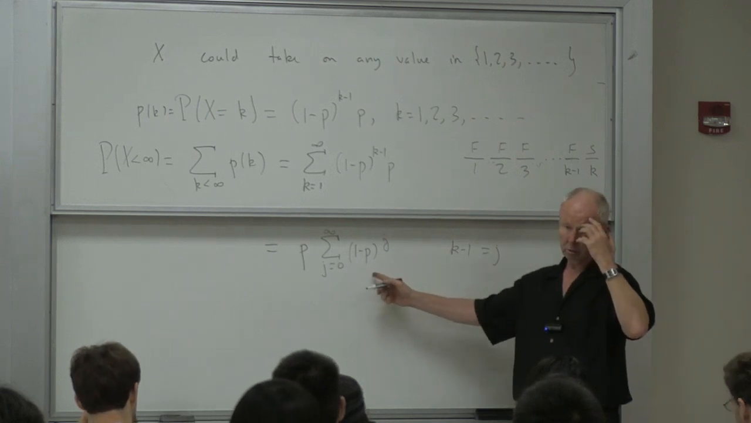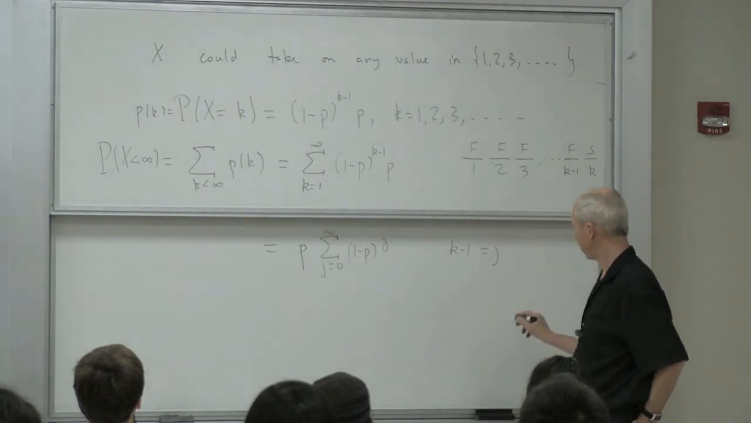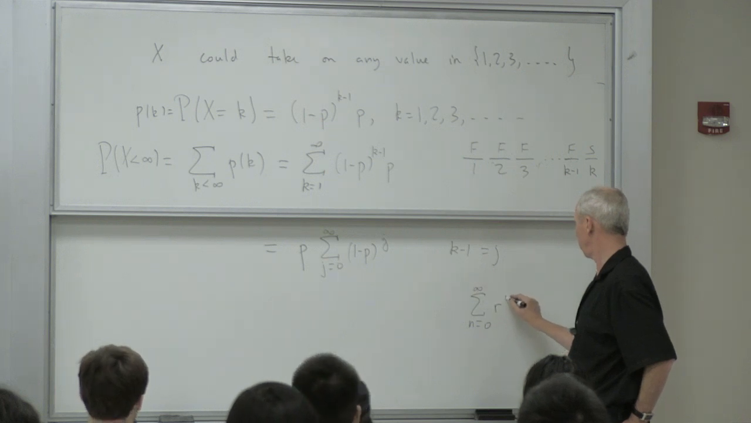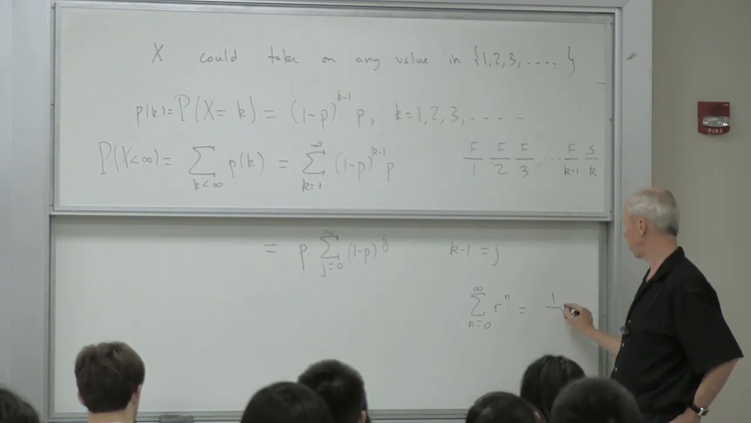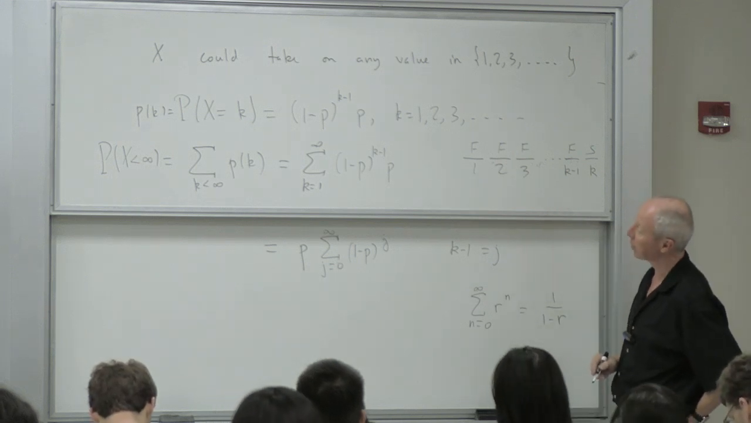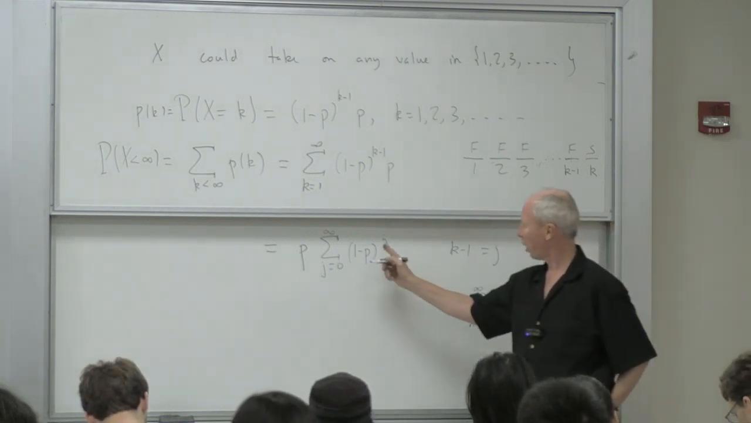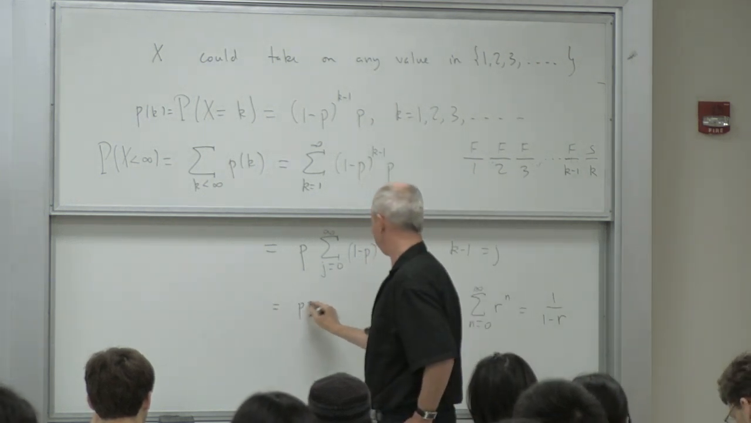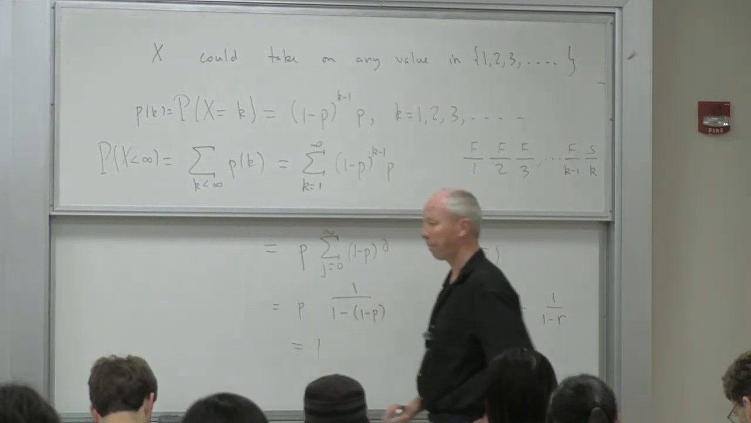And what's this equal to? Do you remember this series? If r is less than 1, this is finite, 1 over 1 minus r. And what's this series called? Geometric series. That's why we use the word geometric. Did I use the word geometric? Yes, I did. Somewhere. Yeah, over there. So this is 1 over 1 minus (1 minus p), which is 1.